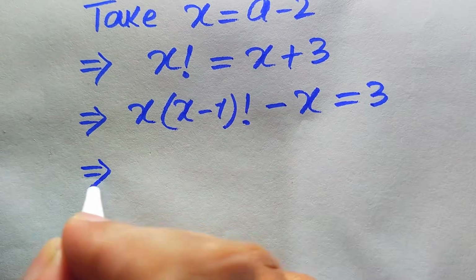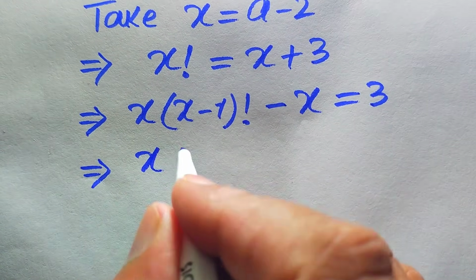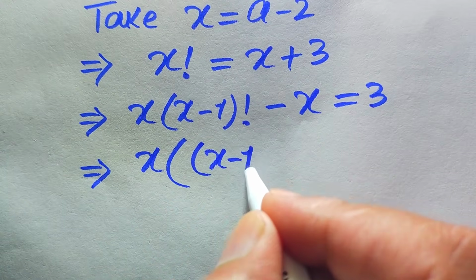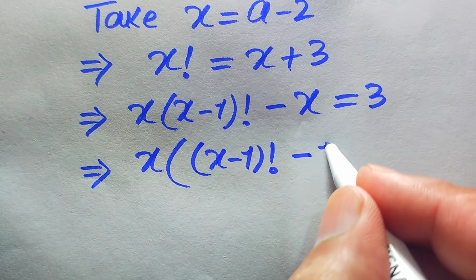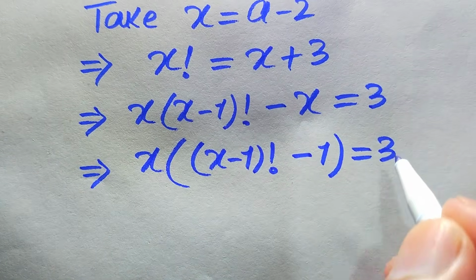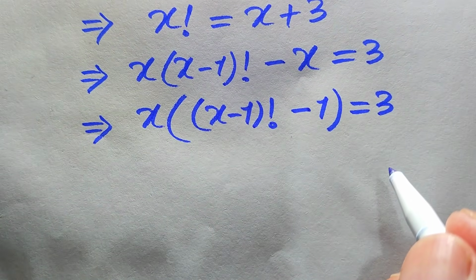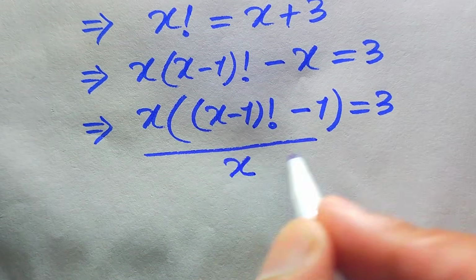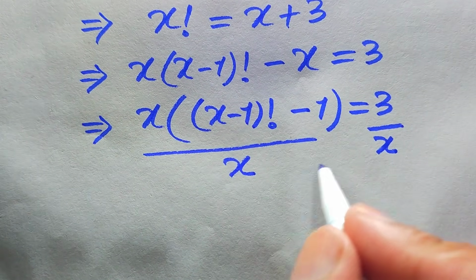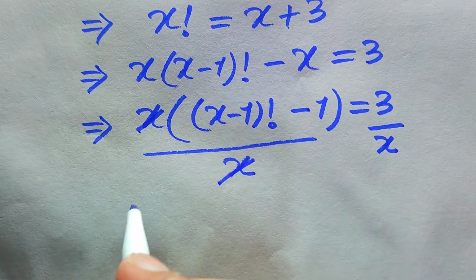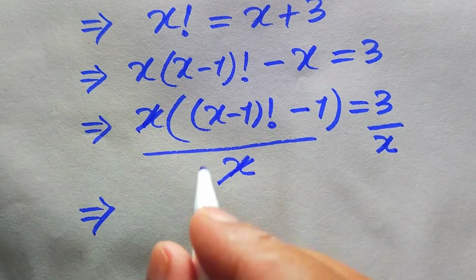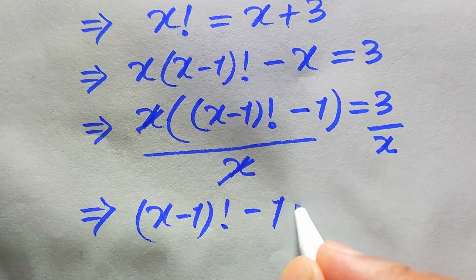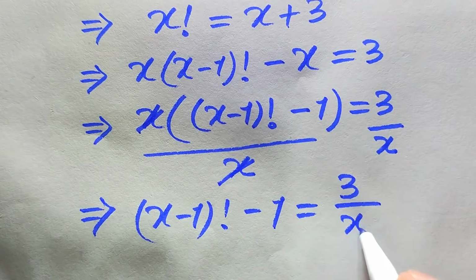And now you see that both of these two terms involve x, so we take common x from here, and we get the remaining values: x minus 1 factorial minus 1, and this is equal to 3. So in the next step, we first divide both sides by x. When we divide by x, the x and this x cancel out each other, and we get x minus 1 factorial minus 1 is equal to 3 divided by x.